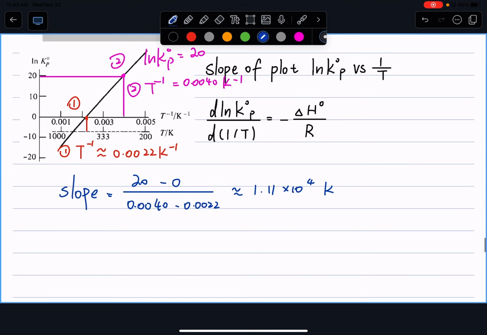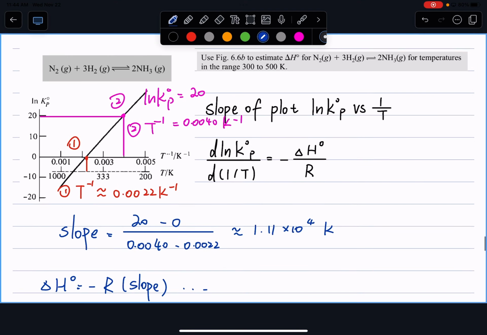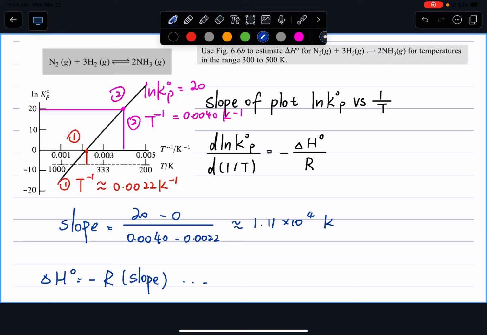And obviously, you can calculate delta H naught equals negative R times the slope. And you plug in numbers and so on. So in your PChem lab, this will likely be one of the experiments you did, right? So measure the equilibrium constant at different temperatures and plot those data points and actually find out the slope. And then use that slope to find the delta H of the reaction. All right. Do we have any questions? We only have 5 minutes left. I don't want to go to our next lecture, but any questions?